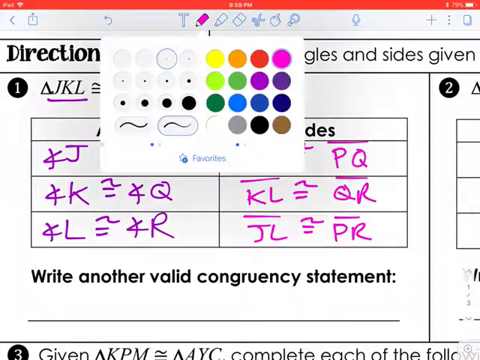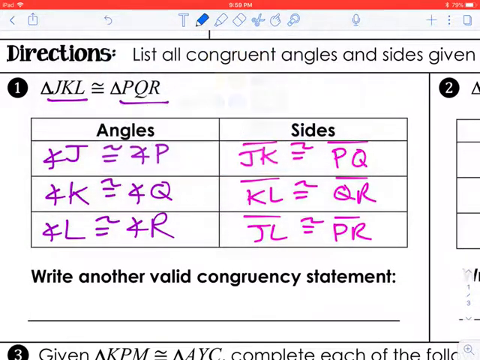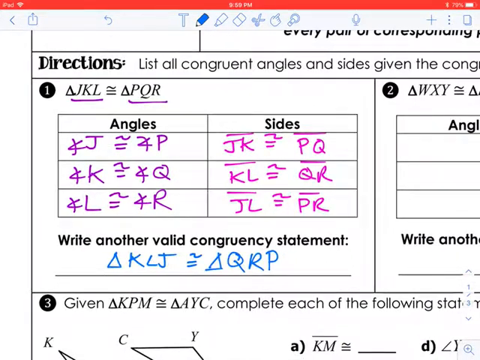All right, and then the last part says write another way we could write this. Really all I'm doing is switching up the order. So let's say I started with K. I said K, L, J. Then I can switch up the other one, making sure K goes with the same one, so it starts with Q. L went with R, so R would be next, and then J went with P, so P would be last. That's another way to write that congruency statement, okay?